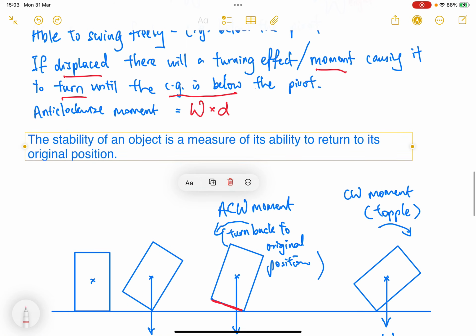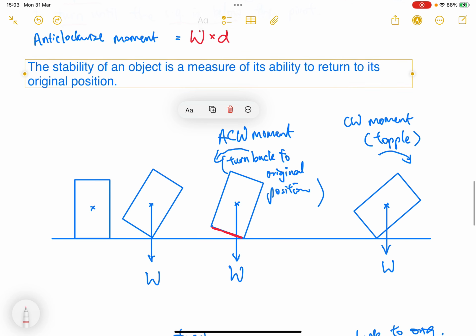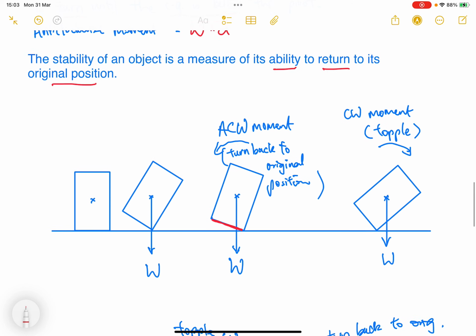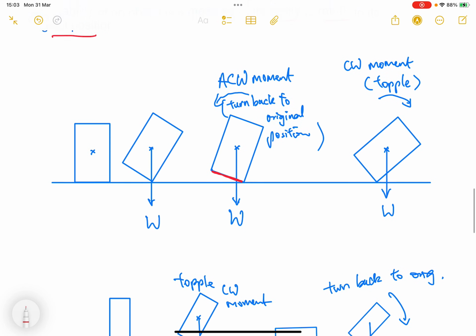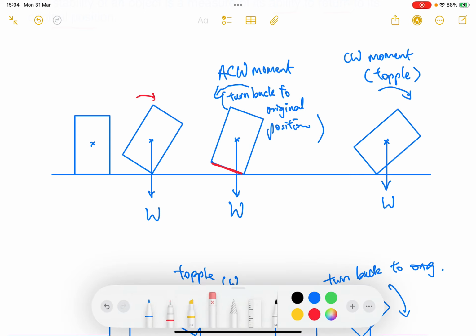All right, so moving on, we are talking about stability here. So what is stability? It's the measure of an object's ability to return to its original position. All right, so let's take a cuboid. We are looking at the cross section of a cuboid here. So when we tilt the cuboid slightly, actually I should use the second diagram. The second diagram is where the object has been tilted slightly.